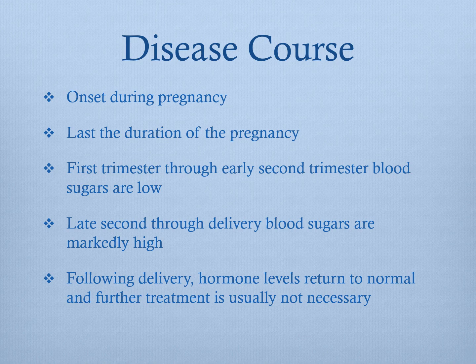Disease course. Gestational diabetes is an acquired disorder that has its onset during pregnancy and lasts the duration of the pregnancy up until delivery of the neonate. Due to hormone fluctuations, blood sugar levels are typically low during the first trimester and markedly high during the late second trimester up until delivery. Following delivery and the separation of the placenta, hormone levels return to normal and further treatment is usually not necessary. The nurse will be in charge of frequent blood glucose monitoring for the postpartum patient to ensure that blood glucose levels are within target ranges.